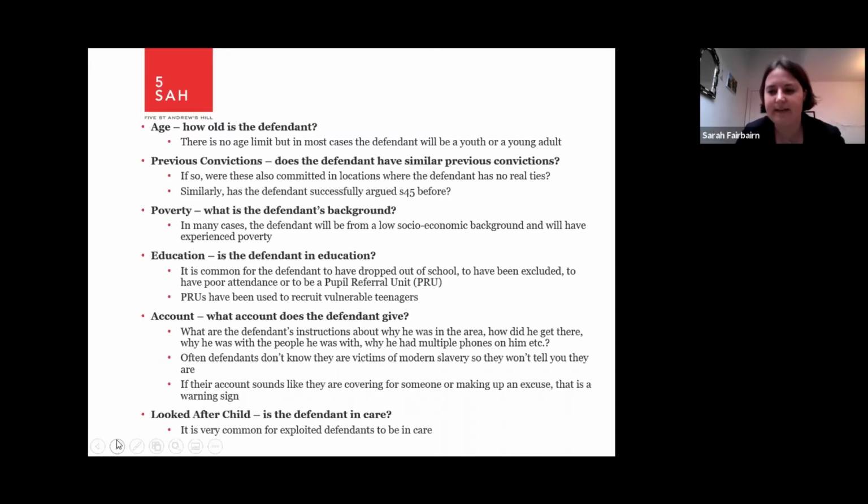In conference, it's quite important that you challenge your client's account. They may often give you an account that you think is an excuse, is covering up for someone else. Now, obviously, you're dealing with vulnerable young people, so do it in a tactful way, but as much as you can, try and push back a little bit and see if you can unearth something that looks like they're covering up for someone. And if they can't give you a good account for why they were there and what they were doing, that may be a warning sign.